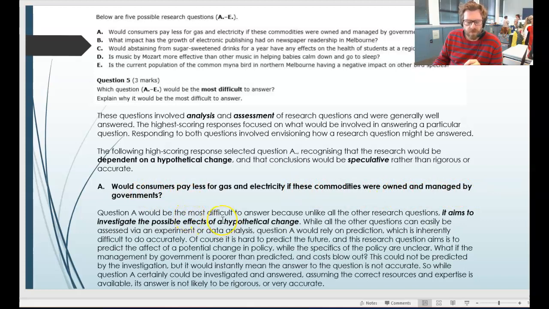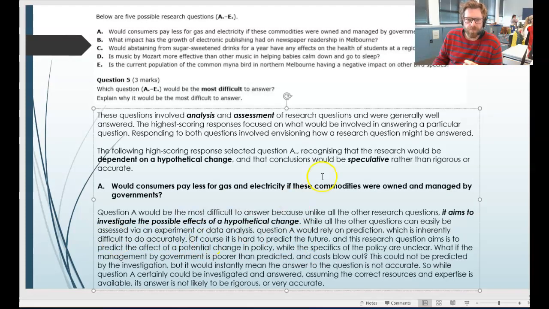Now, the argument that the person has put forwards here is that it aims to investigate the possible effects of a hypothetical change. How would you actually measure something that's not actually there? Okay, that's an impossible task. And the results that you would get would be highly contentious and very, very difficult to do accurately, as the person makes the point. So, from a methodological standpoint, this is quite weak.